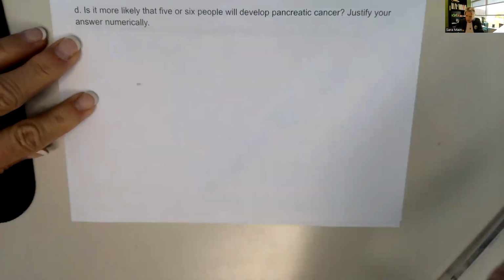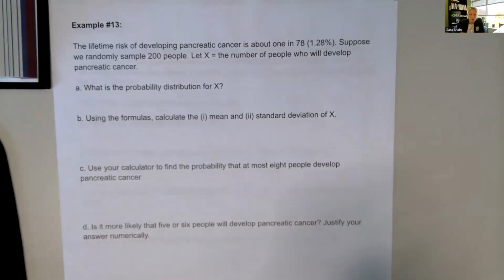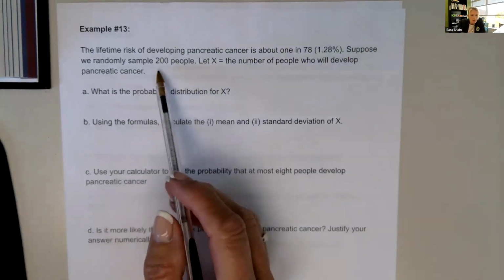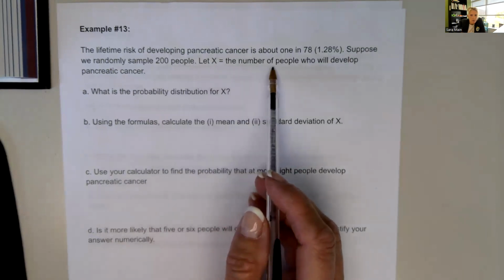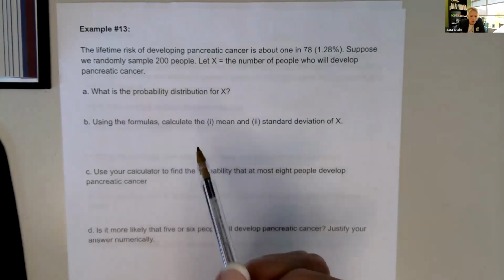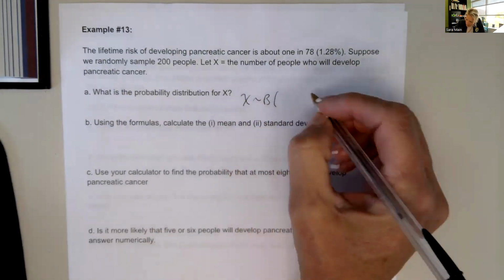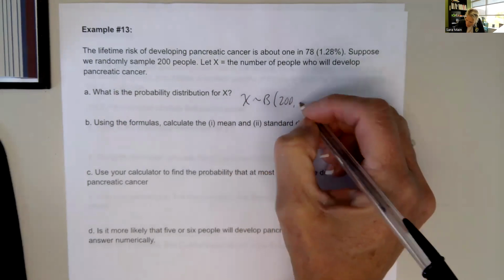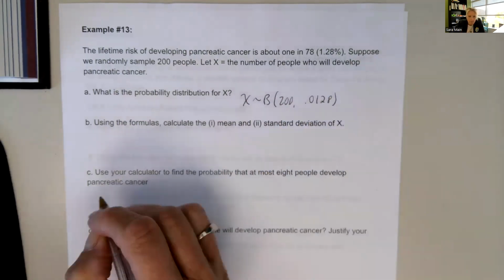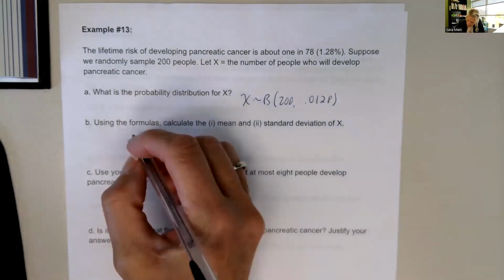Example 13 says the lifetime risk of developing pancreatic cancer is about 1 in 78, or 1.28%. Suppose we randomly sample 200 people. Let X be the number of people who will develop pancreatic cancer. What is the probability distribution for X? So X is binomial with N at 200 and P at 0.0128. Using the formulas, calculate the mean and standard deviation.